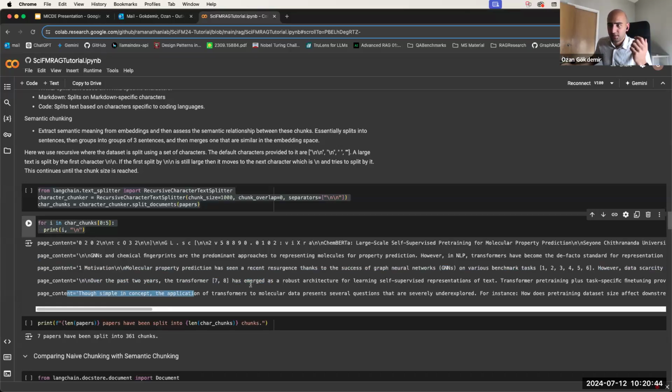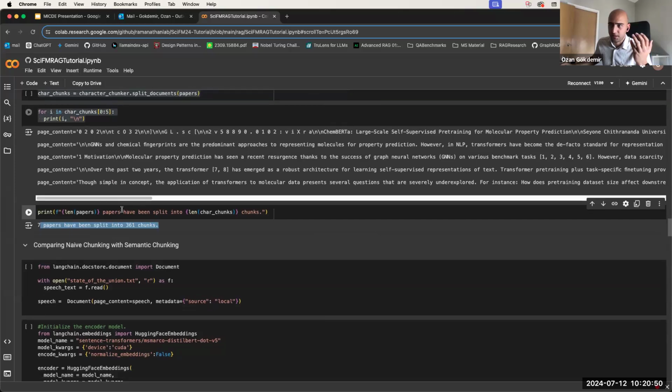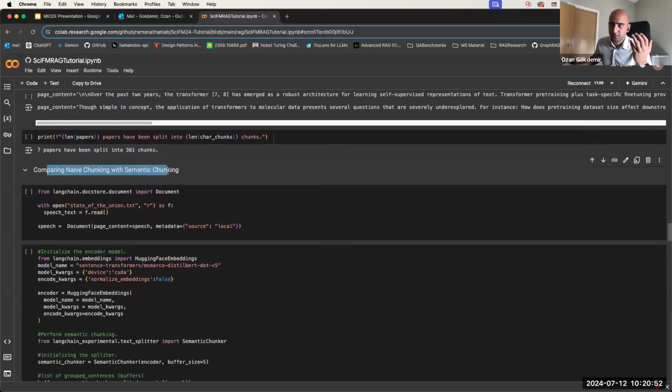Another chunk, and these are our chunks. Okay, so we split 7 papers into 361 chunks this way. Now let's compare it to semantic chunking. So we will do semantic chunking on the State of the Union speech.